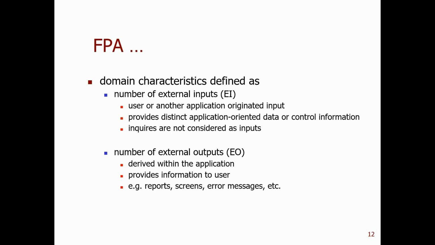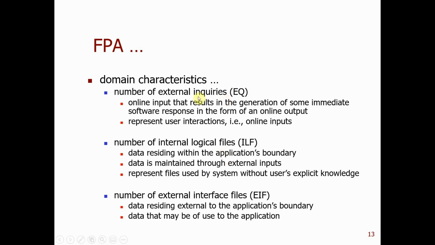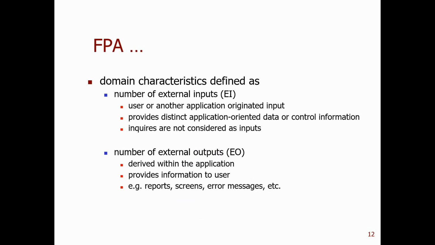So to calculate the function point, we need to first get the 5 domain characteristics. The first one is the number of external inputs, the number of external outputs, the number of external inquiries, the number of internal logical files, and the number of external interface files. We need to get these 5 domain characteristics. So let's see them one by one.